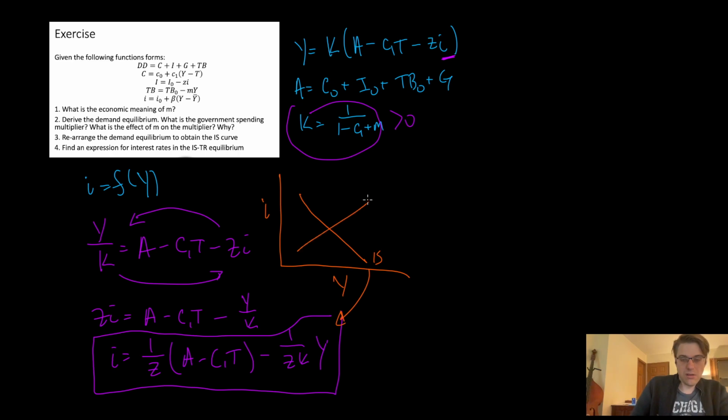And then we need a TR curve, right? And the TR curve is this right here. And when we're asking for the equilibrium, that means we want this point right here. So what we want is an equation that will give us this point right there. Okay, so how do we find it? We have to set IS and TR equal, because that will give us that one point right there.